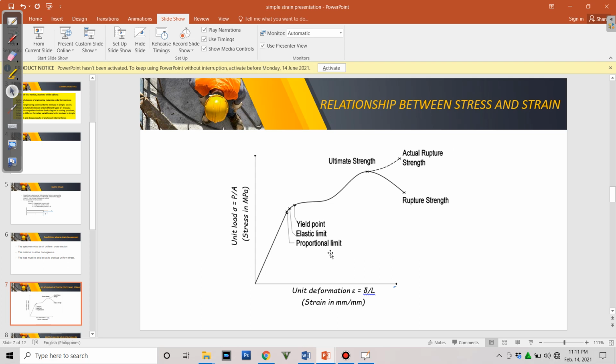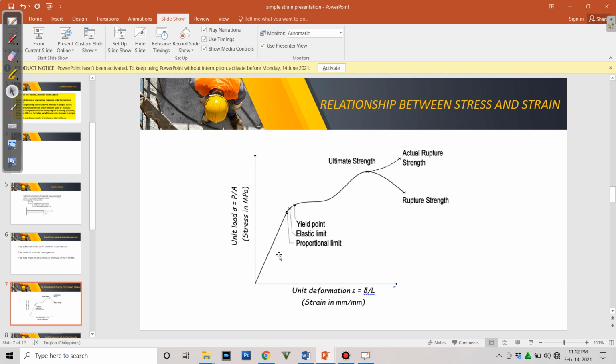And the gradient will be equal to the elastic modulus of the material, wherein this is actually Hooke's law. Within this line, the stress is directly proportional to the strain. From the origin O to the point P is called the proportional limit. Again, the stress-strain curve is a straight line.